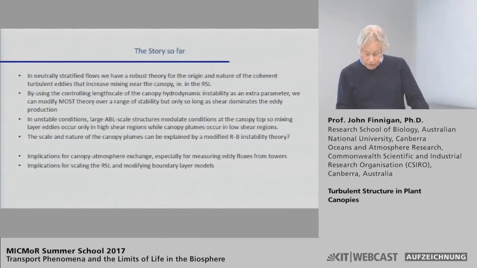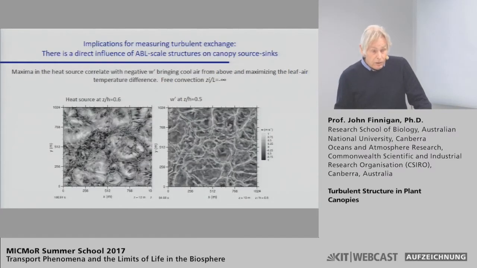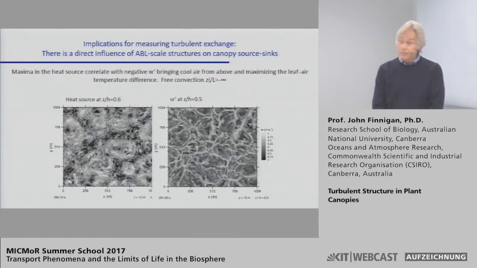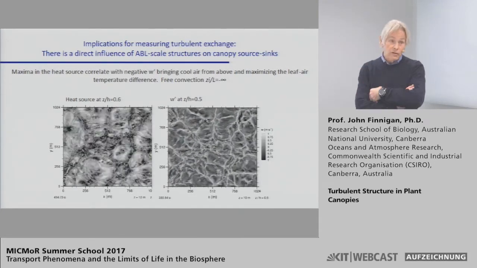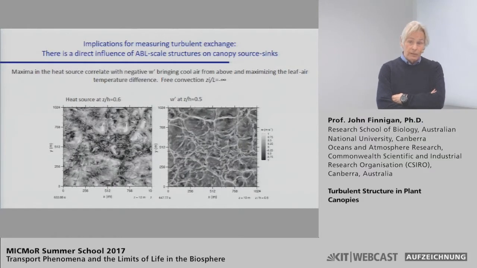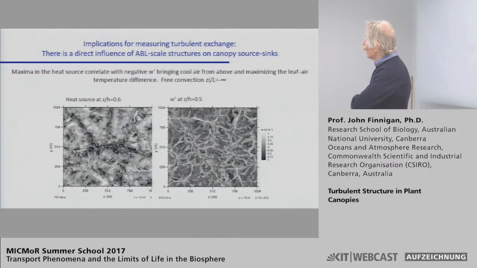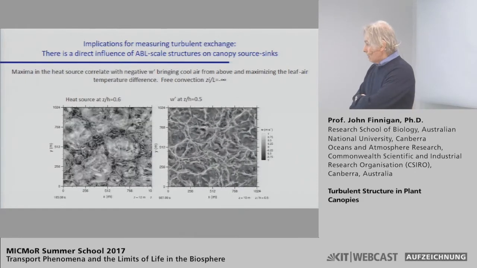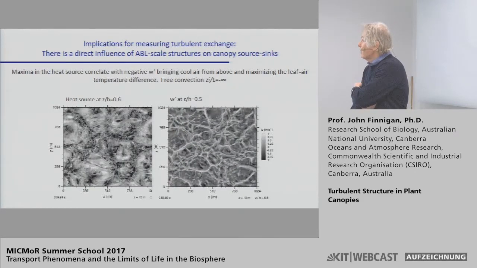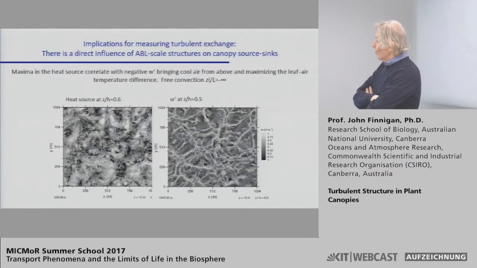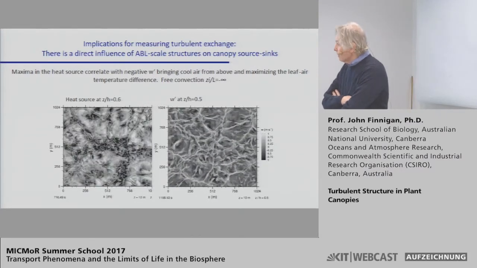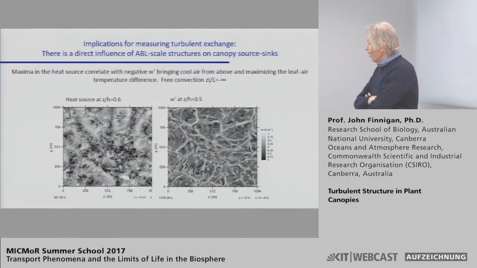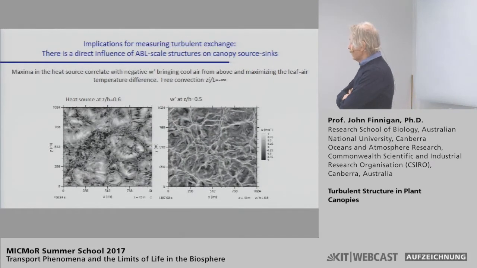So let's have a quick look then at the implications for the stuff that we were talking about this morning. And it also links back to the stuff we've talked about plants in the last couple of days. So on the left-hand side, we're looking at the heat source now, simulated by the LES, over a 1 kilometer by 1 kilometer square, 60% of the canopy height. And at the right-hand side, the vertical velocity at half the canopy height.